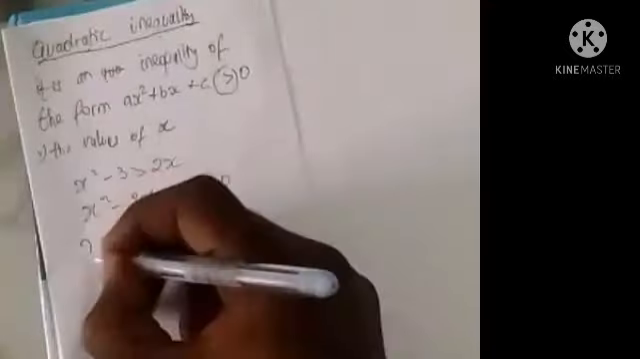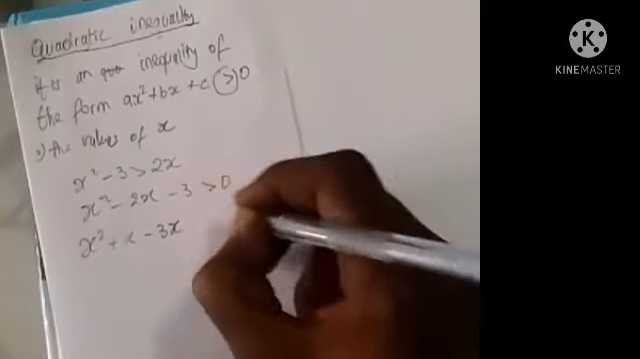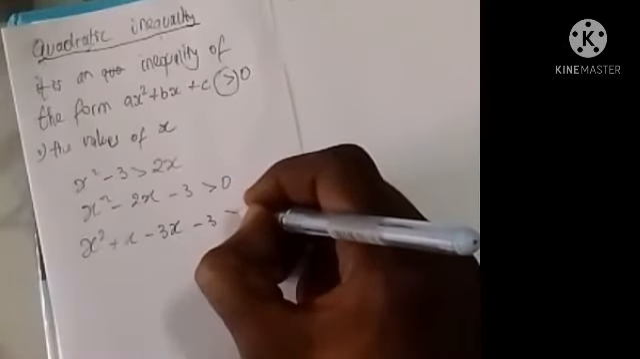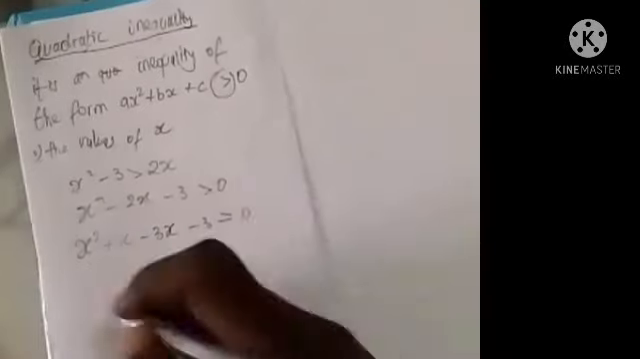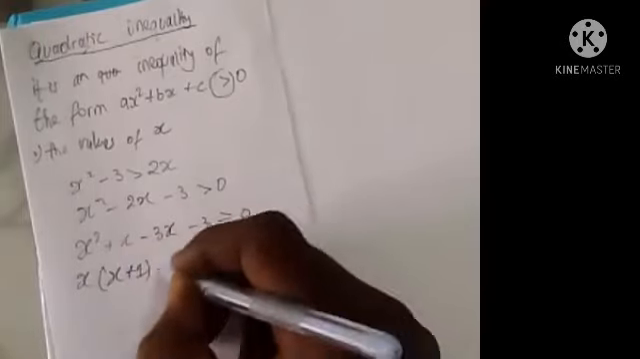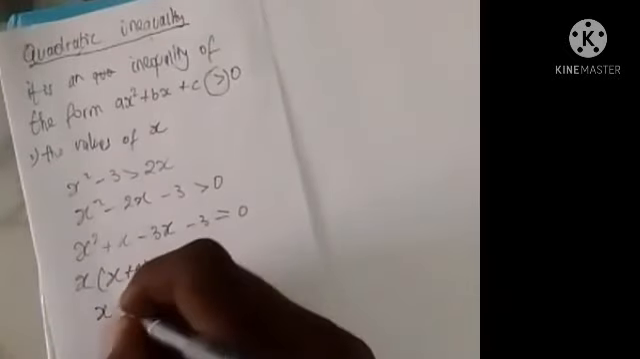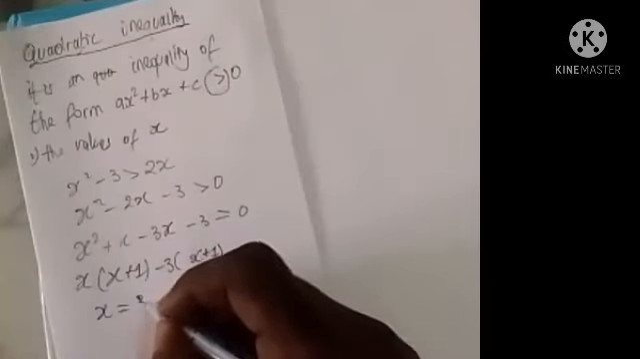Here the first step is to look for two values which when you multiply give us the product of a and c, and when you add give us b. I have those values already: x squared plus x minus 3x minus 3. But since we are solving, I want to equal it to 0. We discard this for now. x into x plus 1 minus 3 into x plus 1. So the values of x will be x equals 3 or x equals minus 1.